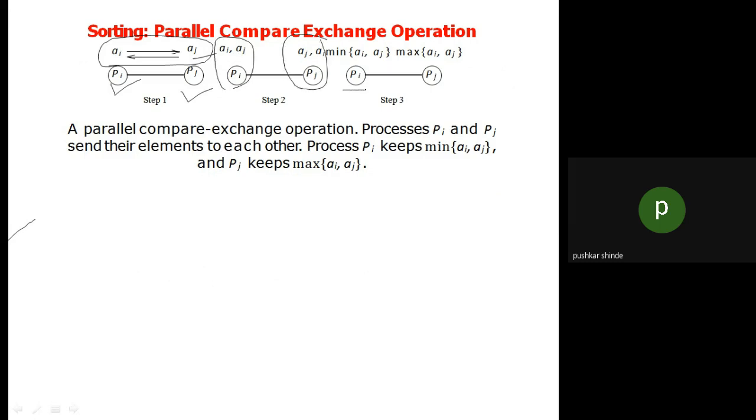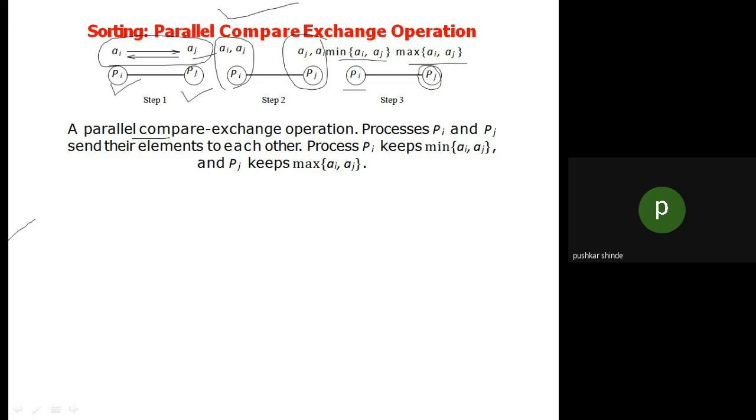Then pi, let's say processor 1, will take the minimum of ai aj, and pj will have the maximum of ai aj. So whatever is the minimum of ai aj, the less indexed processor will have that value, and the larger indexed processor will have the max value. So this is the parallel compare exchange operation.